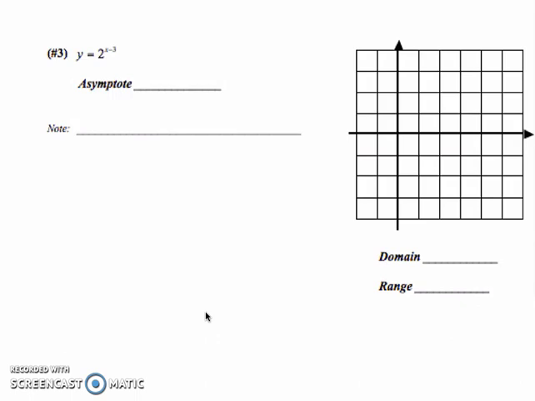In the next example, we have another shift. Again, our parent graph is still y equals 2 to the x, but this time we have an h value. And if we see x minus 3, remember that means that h is actually +3. So this is going to shift our parent points 3 to the right because h is +3.